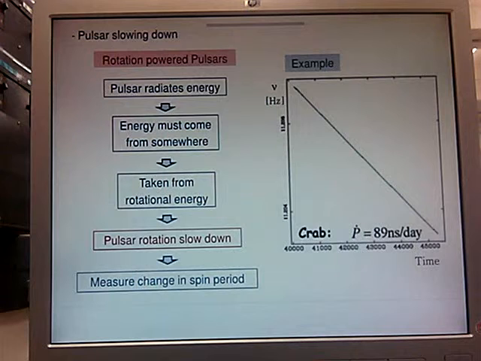The first thing is, of course, we've been talking about this all day and last time as well. The pulsar is rotating, it's radiating away energy. Energy has to come from somewhere. Where does it come from? It's coming from the rotational energy of this pulsar. That means this pulsar will slow down. We have this P dot. We understand the relationship between that, and we can figure out what's going on with the pulsar. In the case of the Crab, we find that the time rate of change is 89 nanoseconds per day.